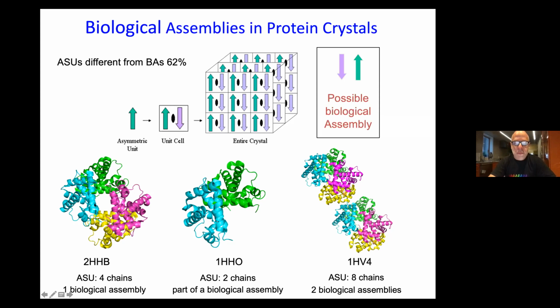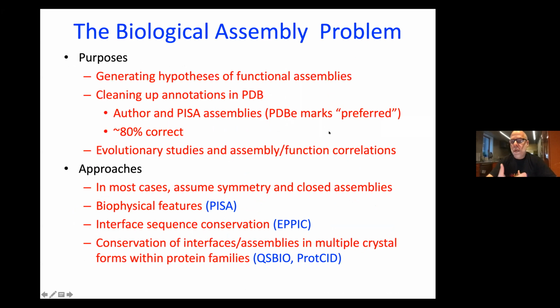A bit more than half the time, the biological assembly is the same as the asymmetric unit. About a quarter of the time, the biological assembly is larger than the asymmetric unit, like this one in the middle. And about a quarter of the time, the biological assembly is smaller than the asymmetric unit. So this is the problem. We need to look at a crystal and figure out, well, what's the correct biological assembly?